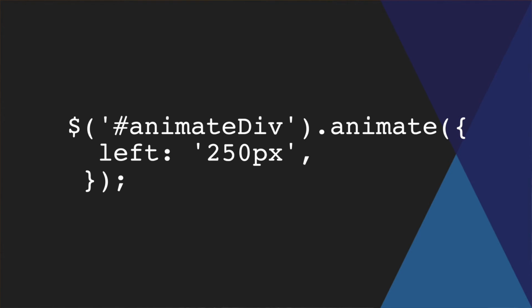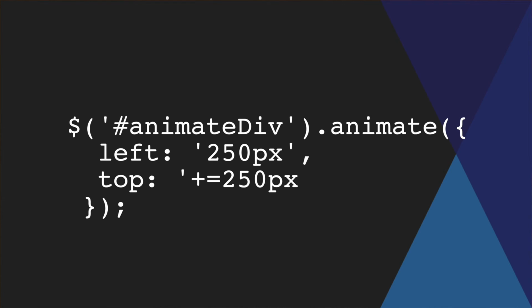So to change our JavaScript animation to a jQuery animation, we would just make this change to our left position property. Properties like right, left, top, bottom, width, and height can be either absolute numbers, like 250 pixels, or they can be relative to their starting value, like plus equal 250 pixels. You can also use show, hide, and toggle, mostly with width and height properties.